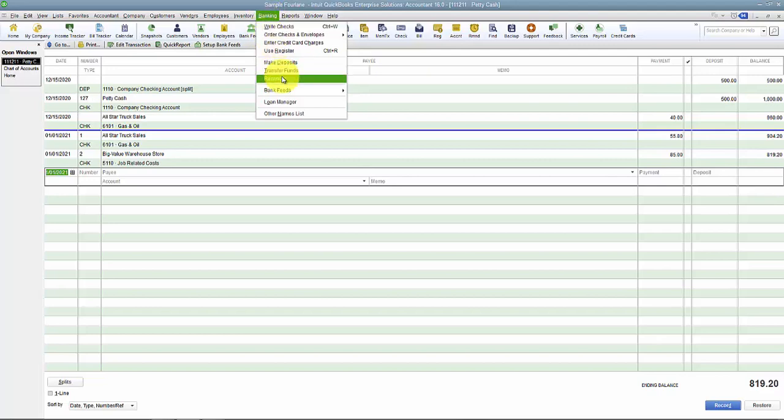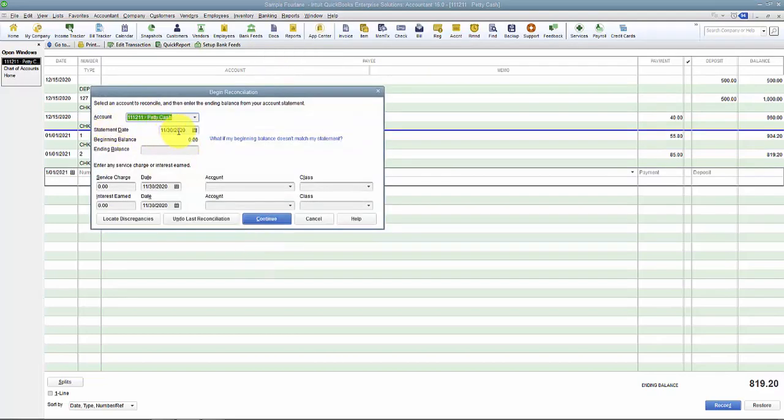Okay. So I go into reconcile petty cash. I say I'm reconciling it as of January 31st for now. And I have $815 and 20 cents.